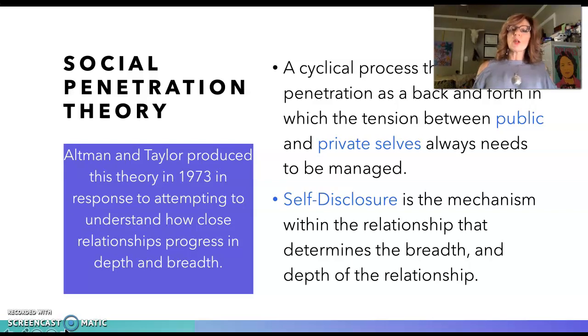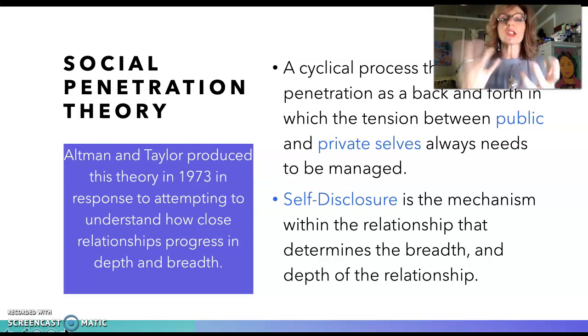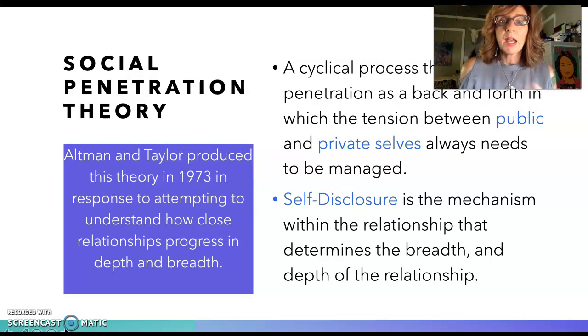So there's this tension, right? That's what Altman and Taylor were looking at. There's this tension between wanting to share, which comes out of that private self, wanting to share who we are, and the public self of wanting to keep someone far away. It's this thing of like, come here, go away. That's the tension, which is normal in all relationships. It's normal to have that tension. It's when that tension stops that the relationship dies. I want you to really think about that. When that tension stops, the relationship will die, because that tension keeps the progression going, keeps the communication happening.